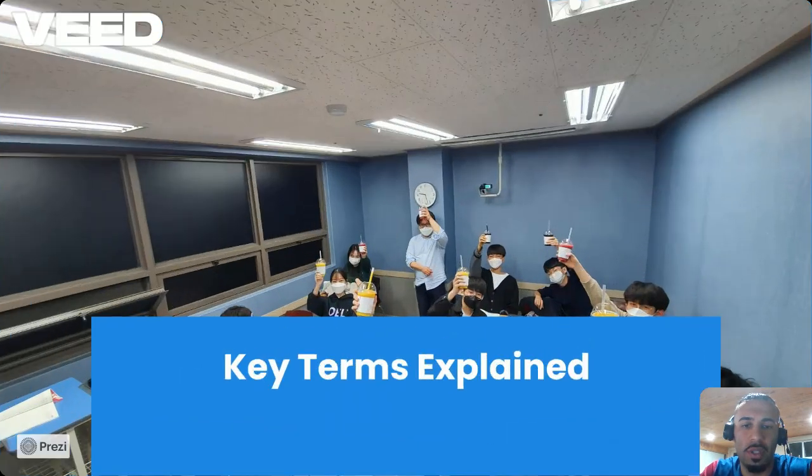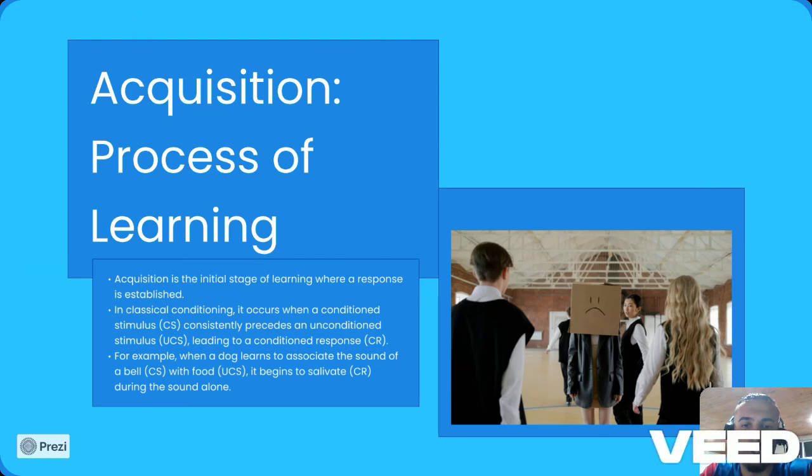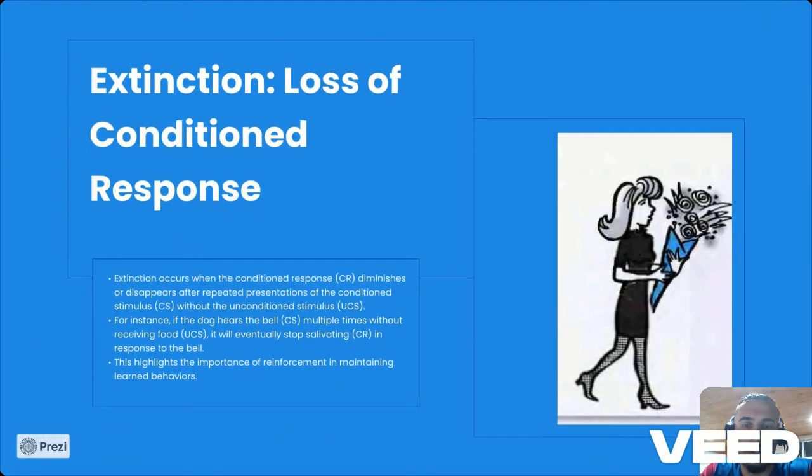Now, key terms explained. Acquisition is the initial stage of learning where a response is established. In classical conditioning, it occurs when a conditioned stimulus consistently precedes an unconditioned stimulus, leading to a conditioned response. For example, when a dog learns to associate the sound of a bell with food, it begins to salivate at the sound alone.